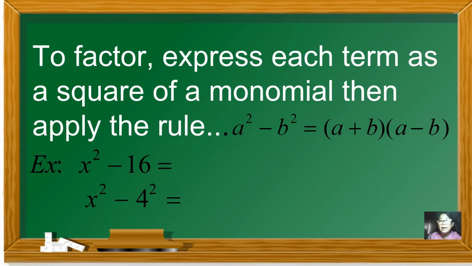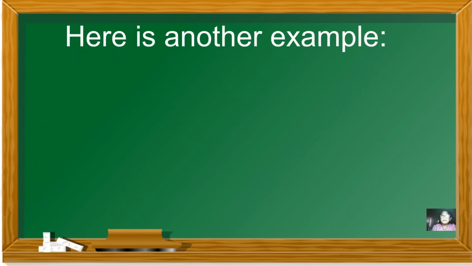So we can apply the formula which is a plus b times a minus b. So a would be equivalent to x and b would be equivalent to 4. So the answer is x plus 4 times x minus 4. Were you able to get the answer? Okay, very good.